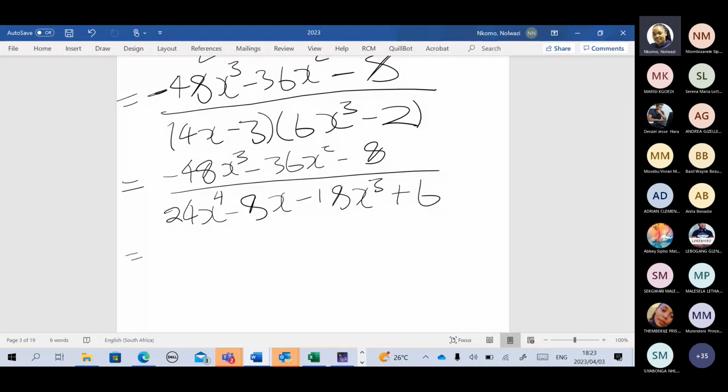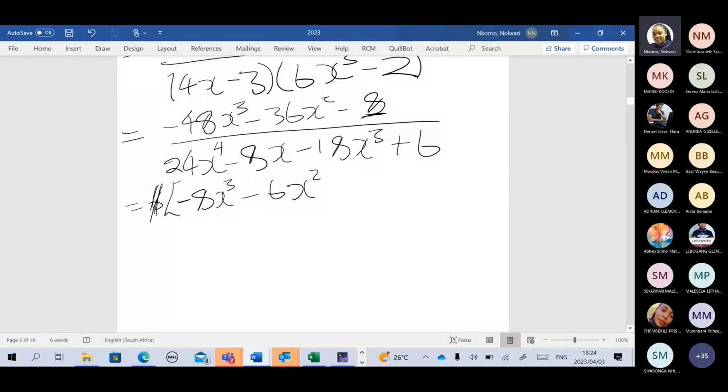See, it's 36, 42, 48. Okay, I think we can take out 6 as a common factor. So it's 36, 42, 48. It's minus 8x cubed minus 6x squared. Oh, we have 8 here. We can't take out 6. I think the lowest we can take is a 2. Let's say I take out 2 from on top and below.